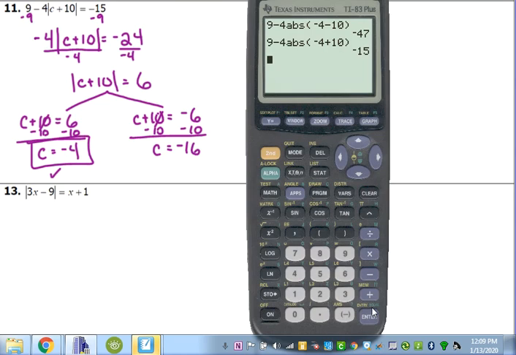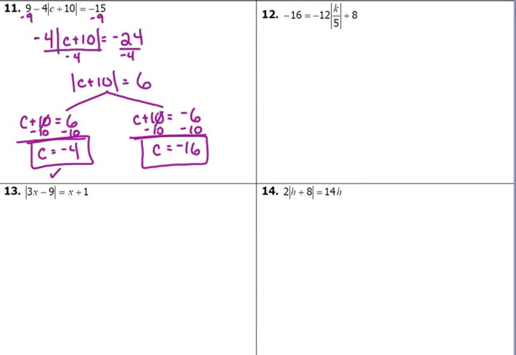That is one of our solutions. Let's check negative 16 as well. 9 minus 4, absolute value, negative 16 plus 10. And that also gives us negative 15. So both solutions check out. Any questions about the steps there?